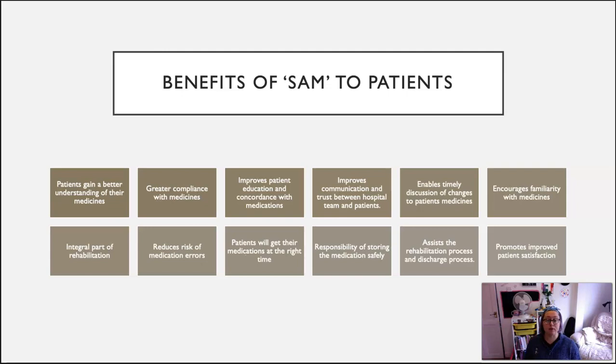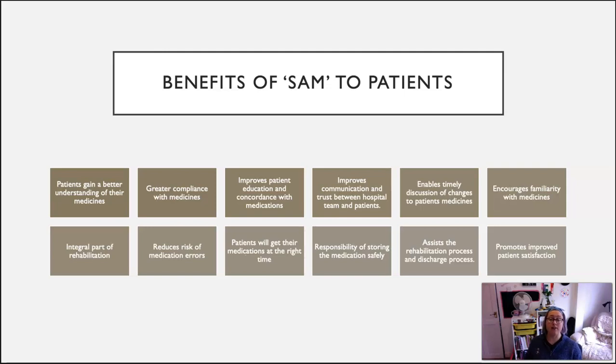It encourages a familiarity with their medications. Patients are a lot more aware of what they're taking and why they're taking them, which helps to become a better part of their rehabilitation. If they need to take medications at certain times or for certain conditions, again, it helps them to understand what they're taking and why they're taking it.